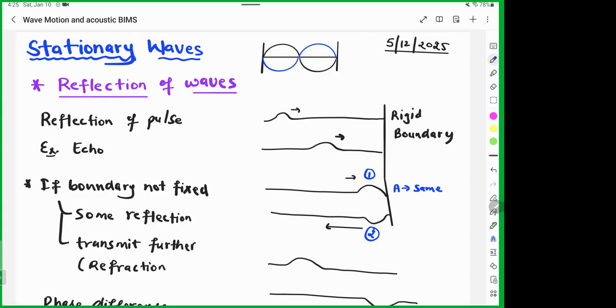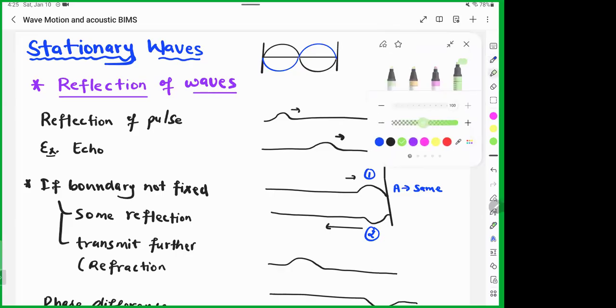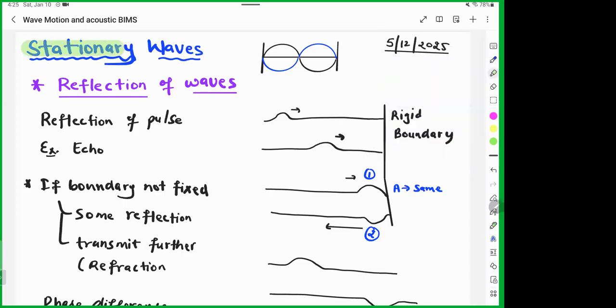So, this black part will cancel out the blue part and the net movement will be zero. Overall, a wave will form, but the net wave is not there. Such waves are known as stationary waves. Okay? So, stationary wave means the overall net displacement is zero.